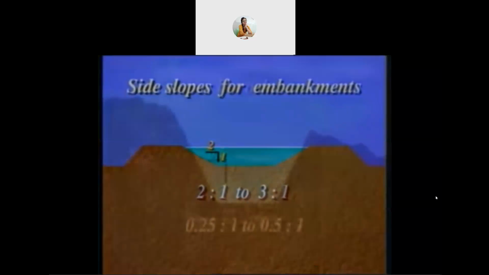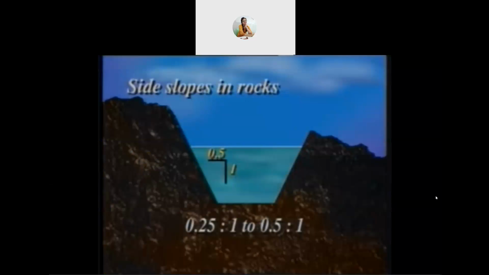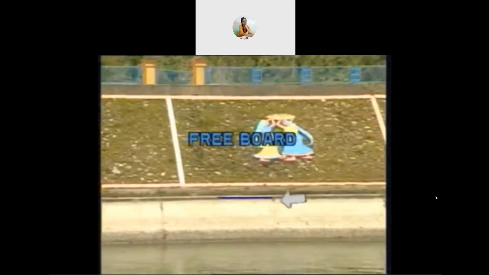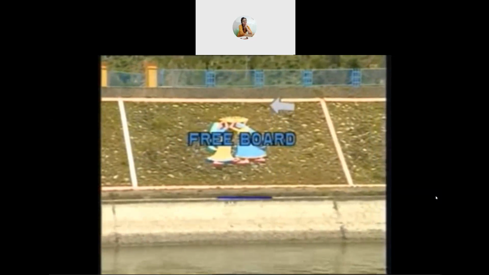When canals are dug through rocks, slopes are kept maximum, varying from 0.25:1 to 0.5:1. In order to allow for fluctuations in water level, a freeboard is provided. The freeboard is measured from full supply level to the top of the bank.